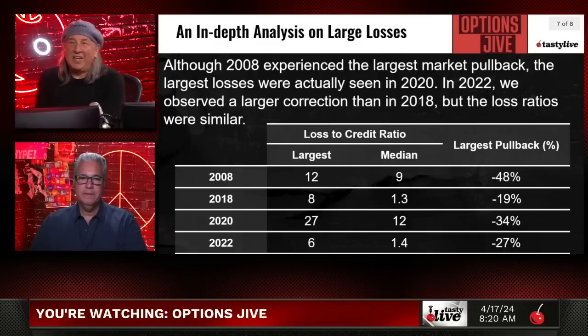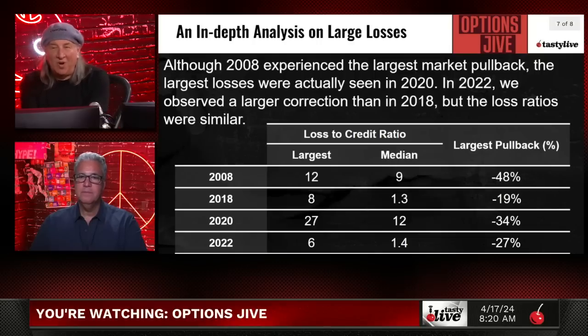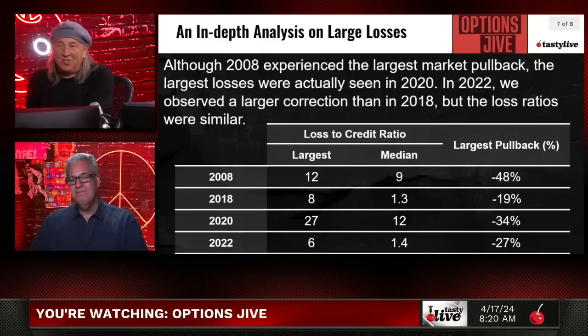Although 2008 experienced the largest market pullback, the largest losses were actually in 2020 because it just happened so fast. In 2022, we observed a larger correction than 2018, but the loss ratios were similar. Again, we're just presenting the largest pullbacks in percentage terms in the S&P, and then the loss to credit ratio, what's the largest and what's been the median. Any conclusions that you can draw from this? Obviously 2020 happened really fast, that 35% drop in the market. These are the largest losses.